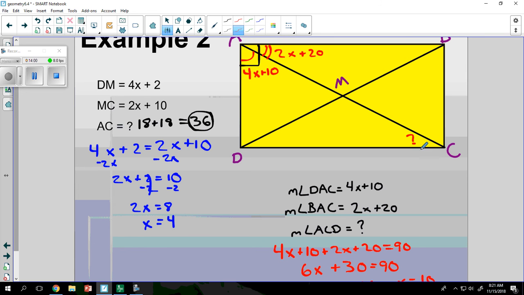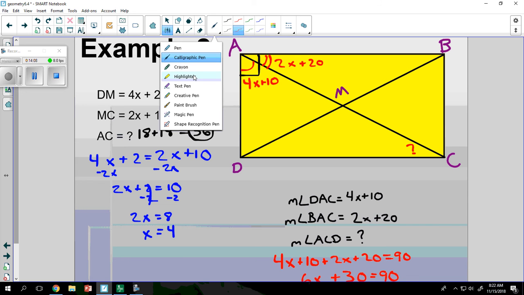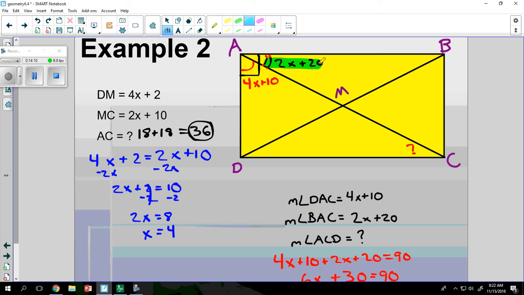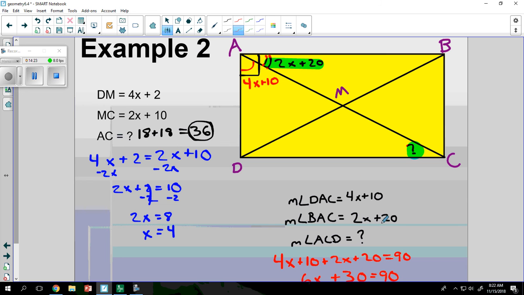And we want angle ACD, and I don't have anything there, but my thought would be ACD would be the same as one of these up here, and it is going to be the same as this one, because those two are alternate interior angles, so they're going to have the same measure. So if I want angle ACD, I could find angle BAC. We do that by plugging in: 2 times the 10 that we got, plus 20. And 2 times 10 plus 20 would give me a final answer of 40 degrees.